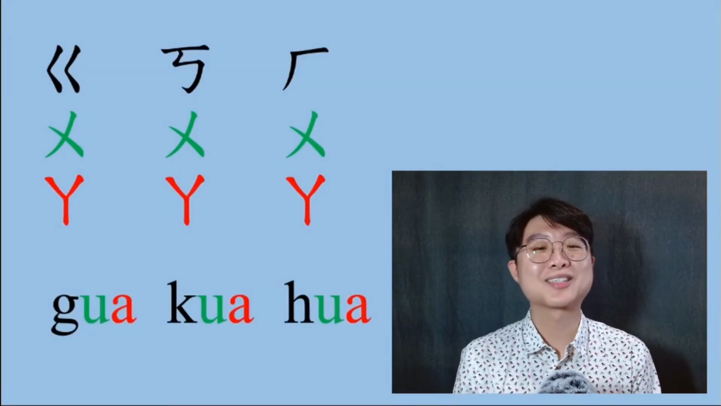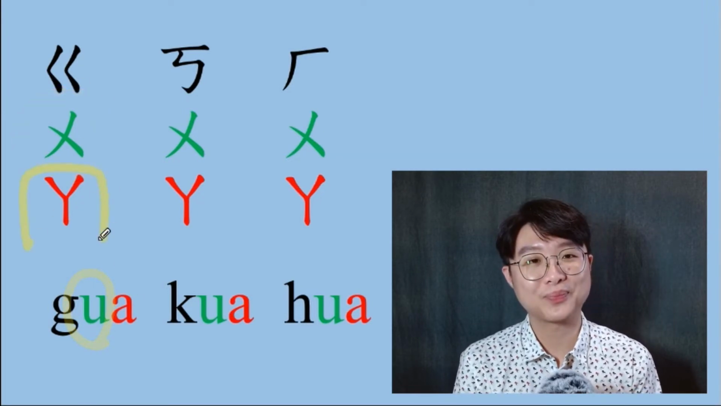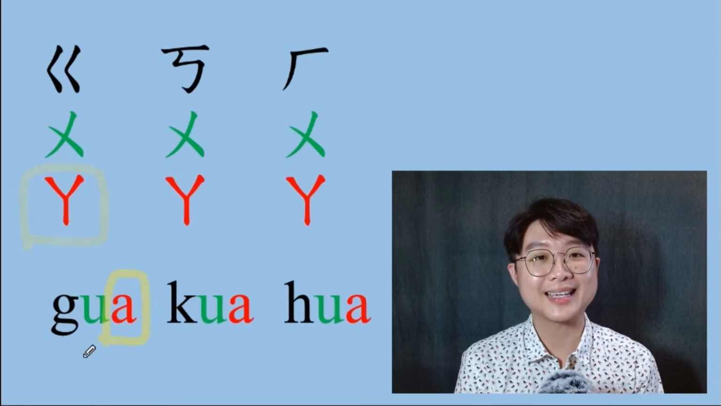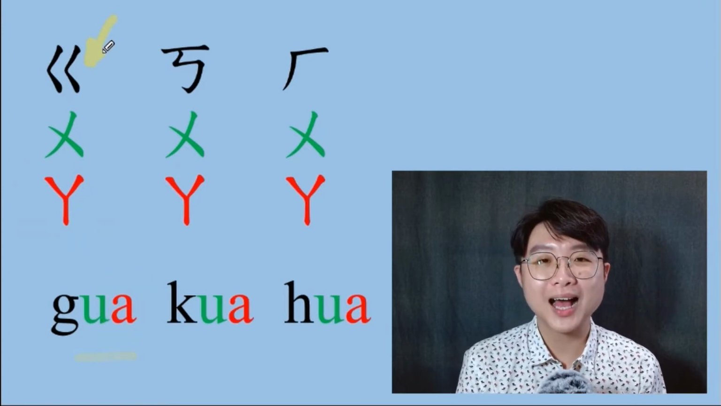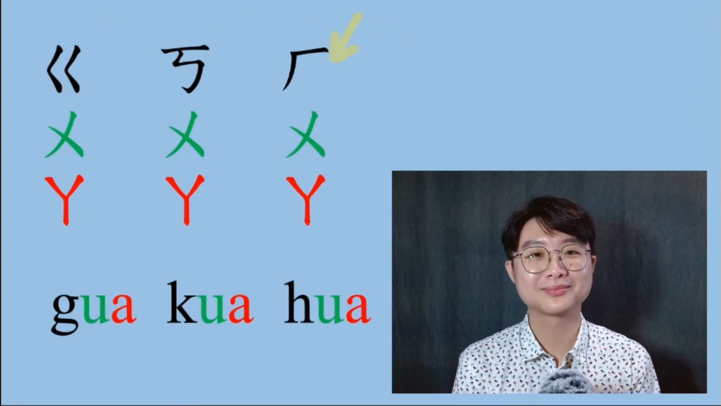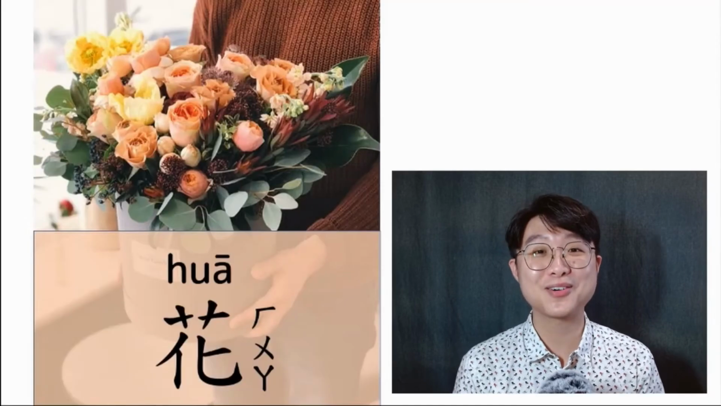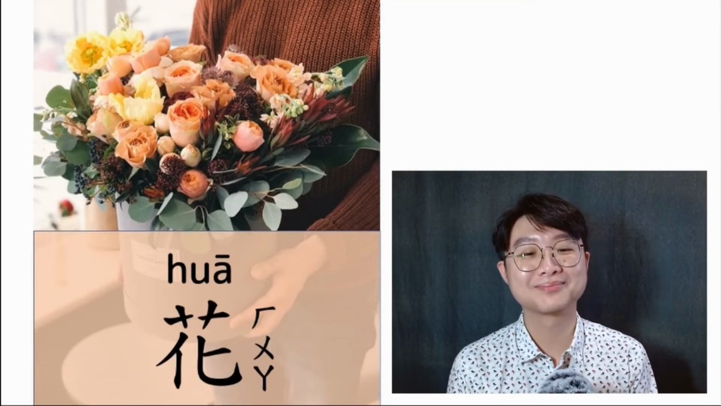根. Next one, we have u and a together. And it sounds like ua. Follow me. 瓜 夸 花. Do you like flowers? 花 花.